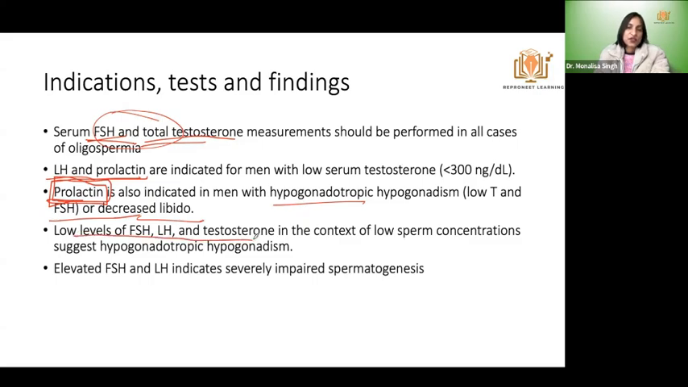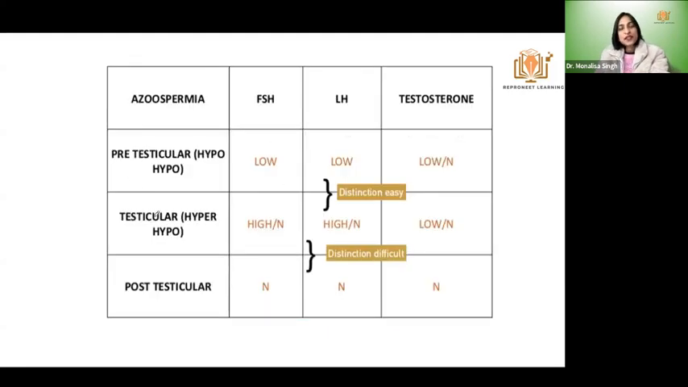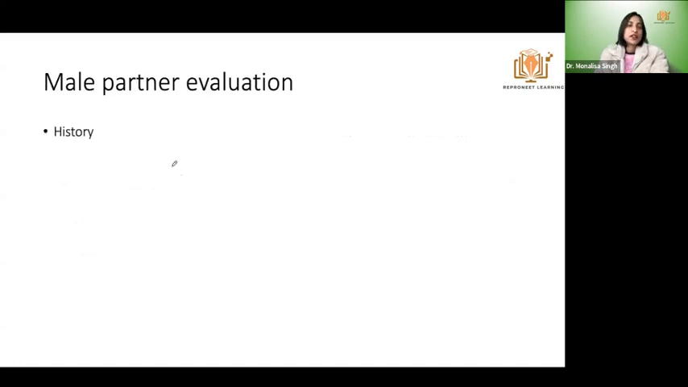Low FSH, LH, testosterone, low sperm concentrations, we are dealing with hypogonadotropic hypogonadism, hypothalamic or pituitary causes. Elevated FSH indicates severely impaired spermatogenesis, so it indicates testicular failure. But normal levels can be testicular failure or can be obstructive. If testicular failure impairs the spermatogenesis only and not the endocrine function, testosterone, FSH, LH levels may be within normal limits. This is from Gardner's. So this distinction is easy. This distinction between testicular and post-testicular is difficult.